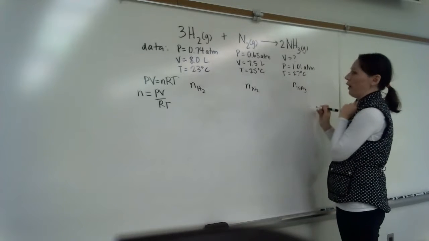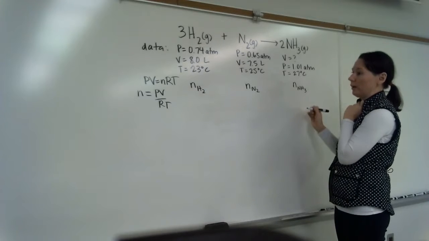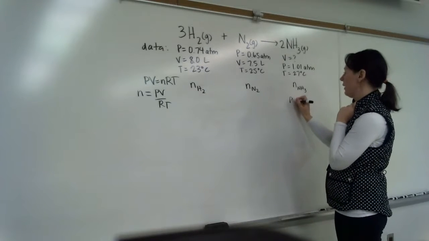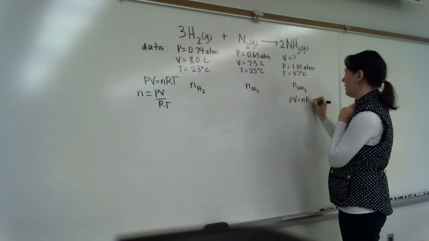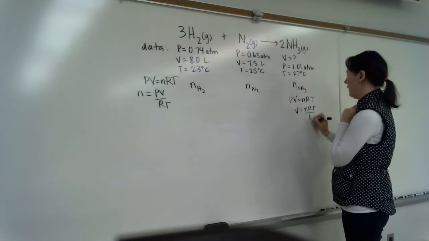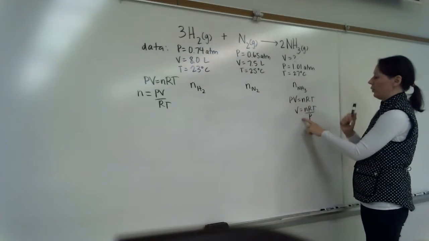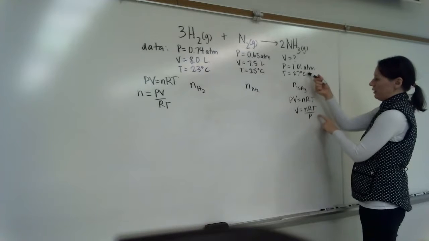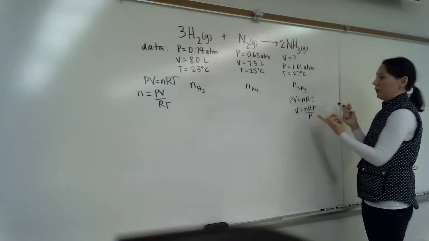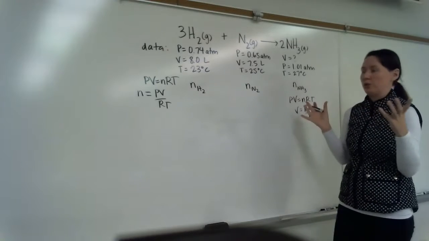And it's asking for volume. Do we have everything we need in order to do a volume calculation? If PV is equal to nRT, then V would be nRT over P. Do we have all those things? We would solve for V: R is constant, T is given, and P is given. So could we do this problem? Do we have everything we need? Yes. Does everybody understand what we're doing?